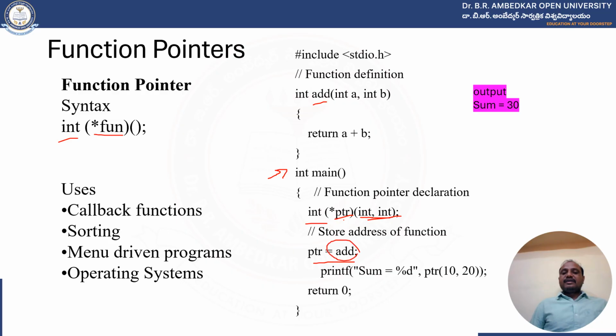Actually add is one of our functions. Now it will go to this one. Here two variables are there, a and b, which you can call parameters, and it returns a plus b. Now in printf we are calling ptr of 10 comma 20. 10 and 20 are the values, a value 10 and b value 20. That 30 will be returned by the add function, and that value will be stored in ptr. Now the output will be 30.